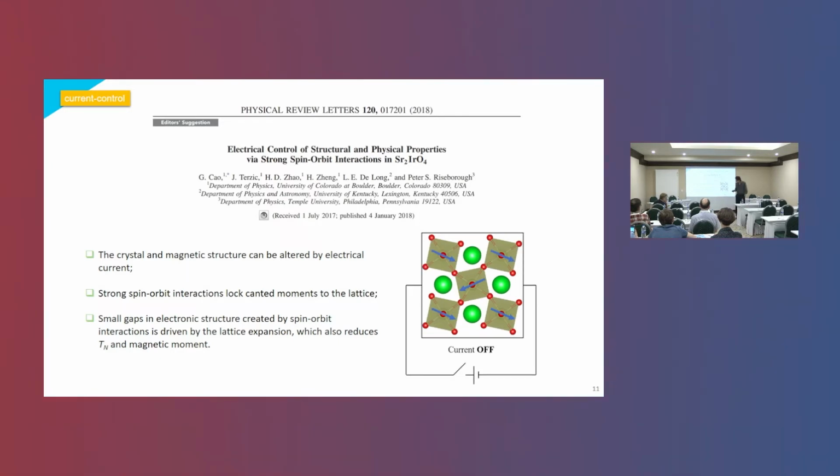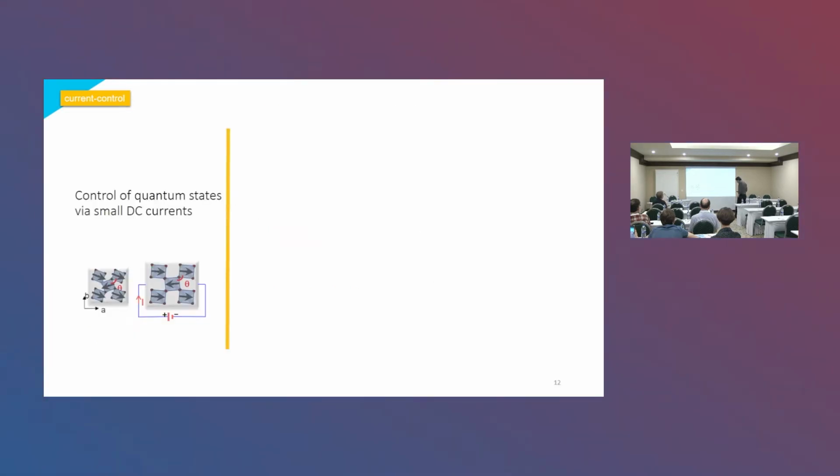What we found is that a small DC current can effectively alter the lattice. For example, this is a cartoon my student made for me. When you turn on the current, the canting or distortion becomes relaxed, and the lattice also becomes more extended. As a result, since there is strong spin-orbit coupling, if one lattice parameter changes, everything else changes too. We reported this in 2018, and then we followed up, using this technique to study other materials as well.